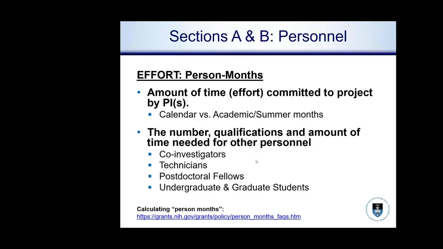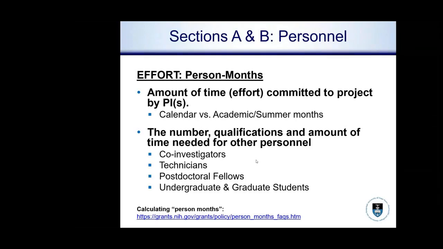To begin with, sections A and B relate to personnel. This is your senior or key persons attached to the project, as well as any other personnel that will be required to carry out what you propose. Just note that you'll be indicating the time or effort of each individual. This is either provided in calendar or academic/summer months.